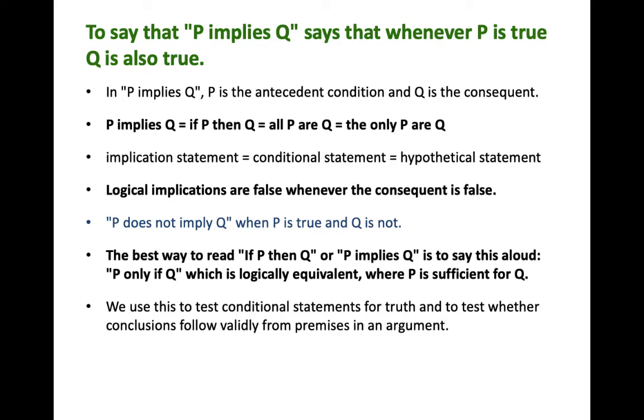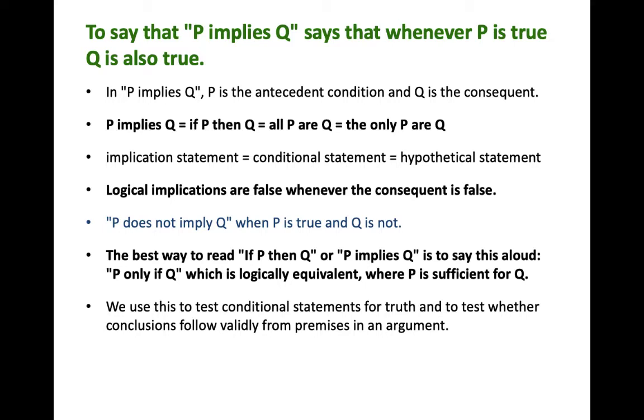P implies Q, where P is a proposition and Q is some other proposition. P implies Q is equivalent to saying if P, then Q, which is the same thing as saying all P are Q, which is the same thing as saying the only P are Q. Suppose I say all lives are lives that matter. Then I'm saying if all lives matter, then any life matters. So an implication statement is the same thing as a conditional statement, which is the same thing as a hypothetical statement. So you can interchange hypothetical and conditional and implication.